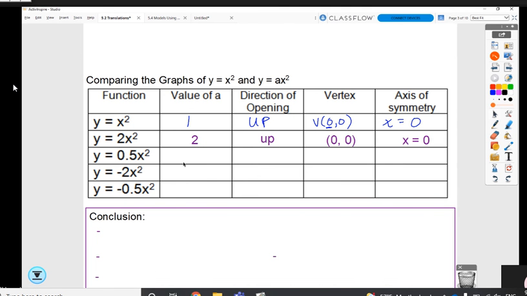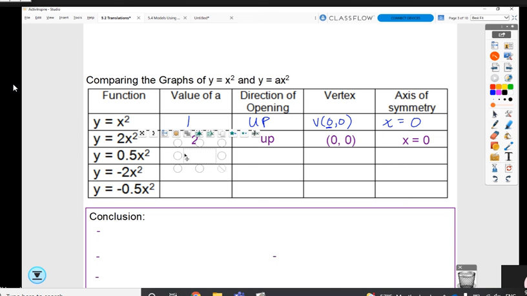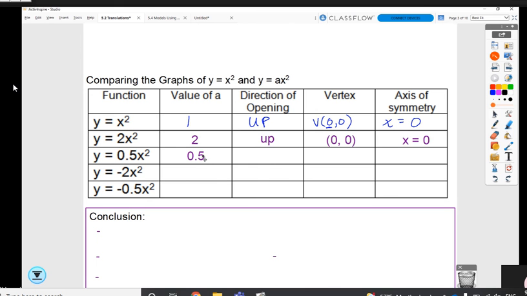Okay, now, 0.5 x squared. What's the a value here? 0.5 or 1/2, same idea. And let's graph this thing. What do you think? Is it opening up or down? It's opening up for sure. It's the green one here. We know it's opening up because it's positive. What's the vertex of this one?